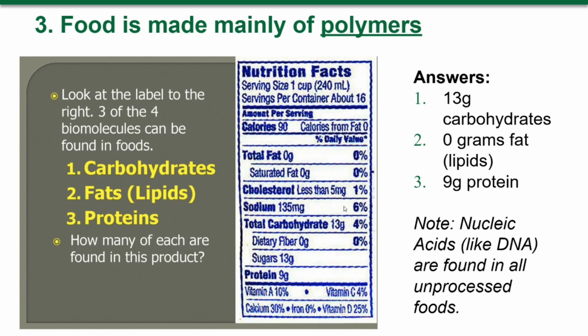Now, if this is something that is an unprocessed food, it's definitely going to have DNA, but DNA or nucleic acid is not going to be listed under the nutrition facts. That's not something that we typically see on the nutrition facts. But just know that anytime we do eat anything that's unprocessed, it is going to contain nucleic acids.